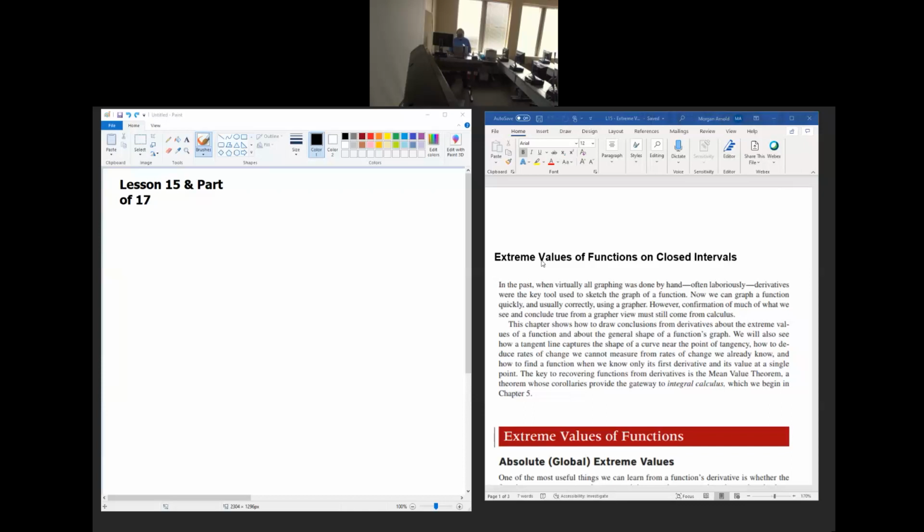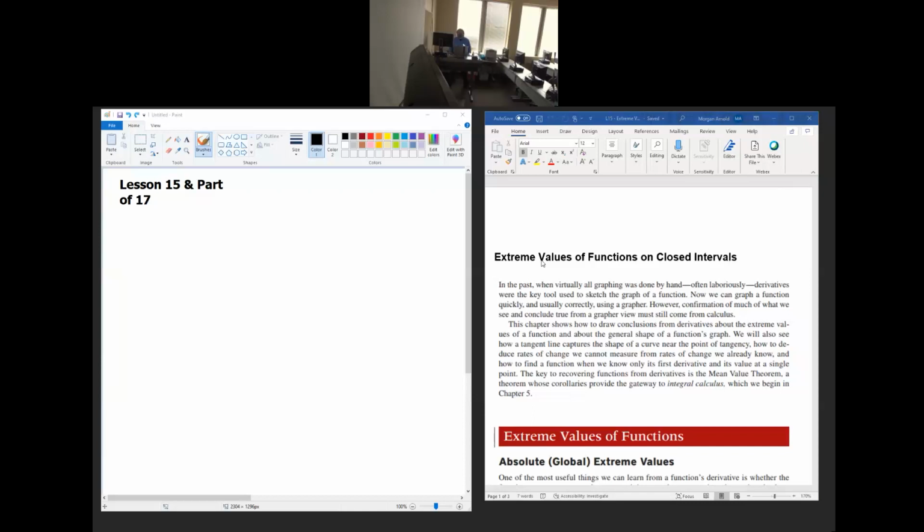However, confirmation of much of what we see and conclude from a graph review or a graphing website or app must still come from calculus. In other words, we may want to see if our graph has a maximum point or possible minimum point, or areas where the graph is increasing or going up the hill, or decreasing or going downhill. So derivatives still help us determine the behavior of a function.